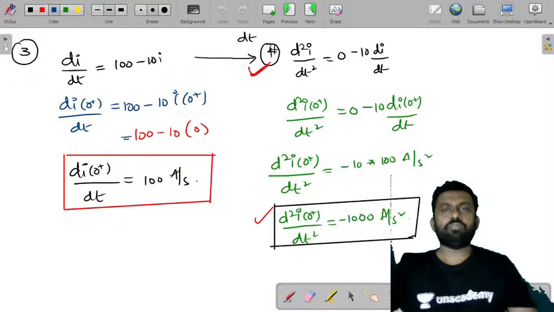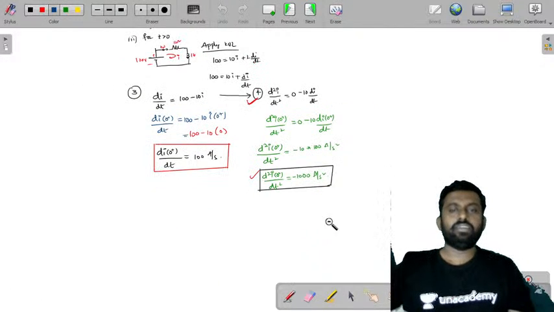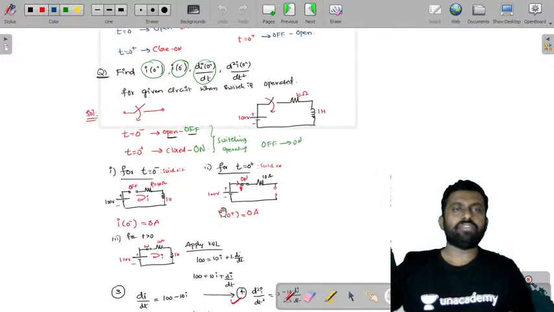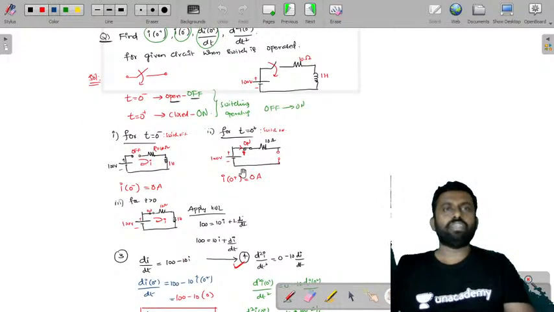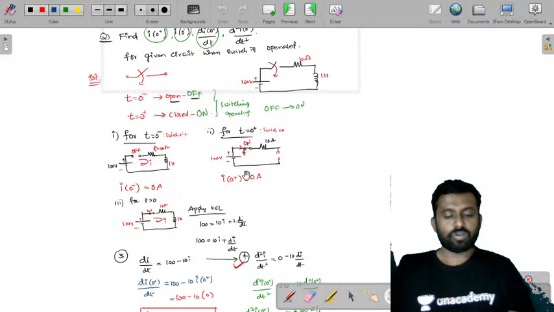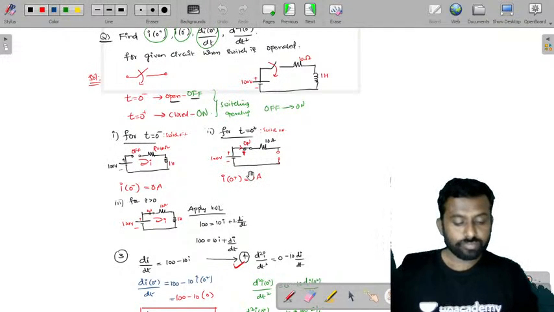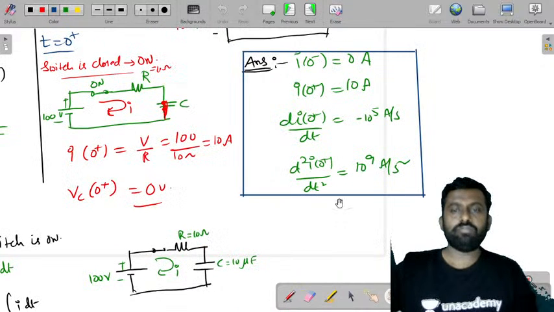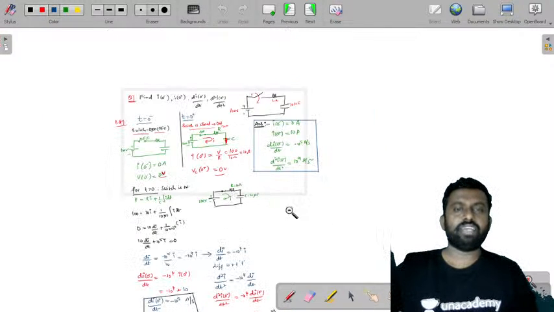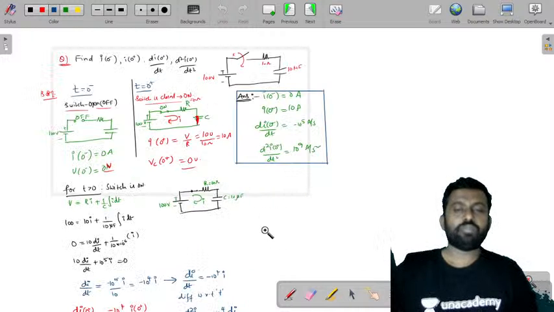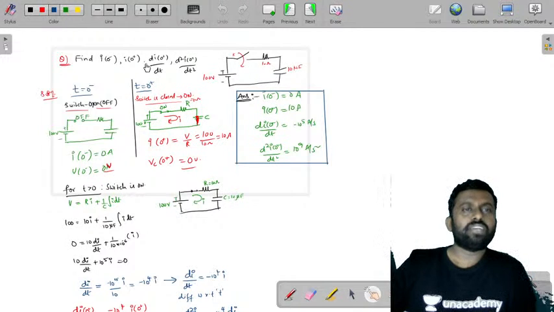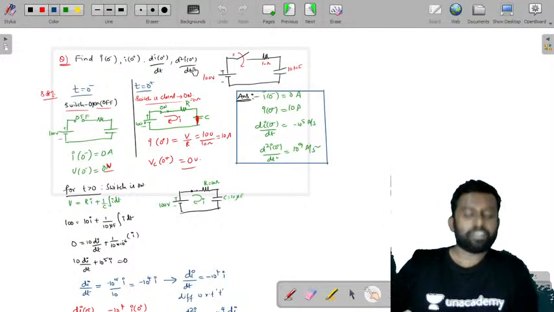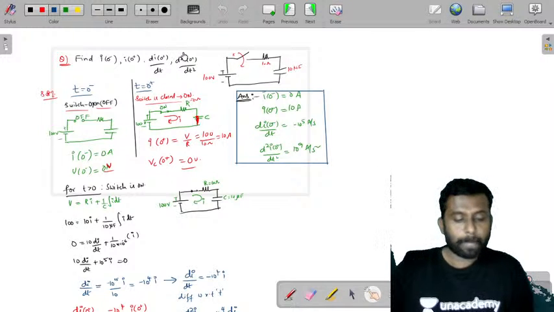We have already solved one problem here, the one where we find I of 0 plus, I of 0 minus, di of 0 plus by dt, d square I of 0 plus by dt square, and so on. Next, in the second problem, the same method, we have an RC circuit here. In the previous problem we had an RL circuit.